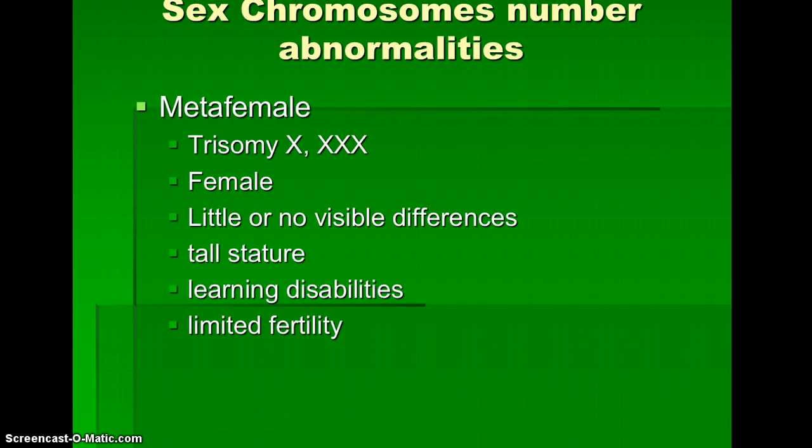Then we have the meta-females, which is also called trisomy X, because tri means 3. So these are the XXX females. Little or no visible differences. They may be taller than normal, may have some learning disabilities, and possibly limited fertility, meaning a hard time having children.